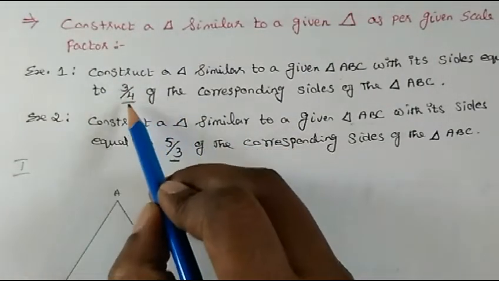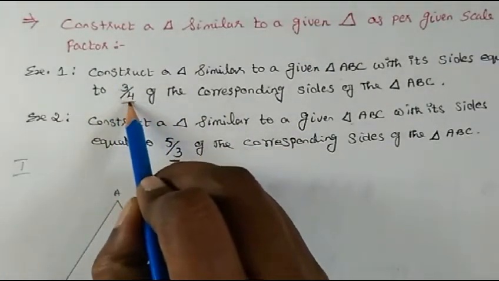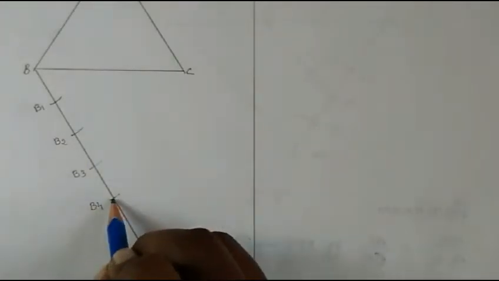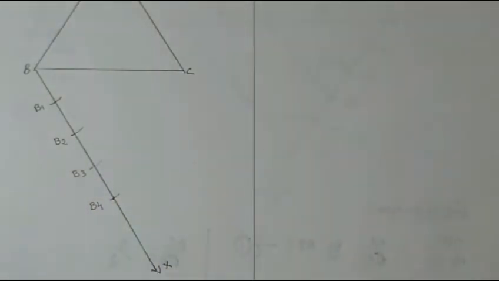Now look at the denominator. What is in the denominator? In the denominator we have 4. So the 4th part you will join. This is the 4th part. This we will join with C.